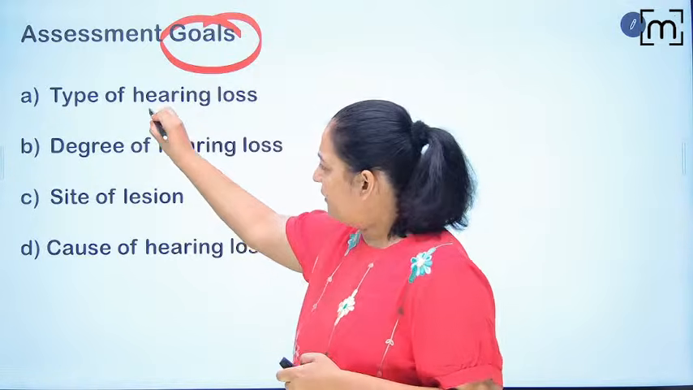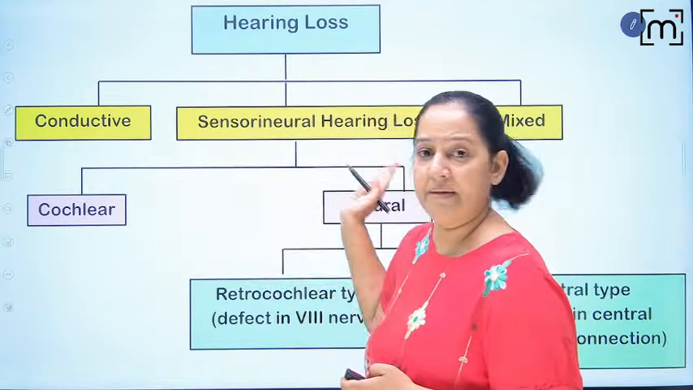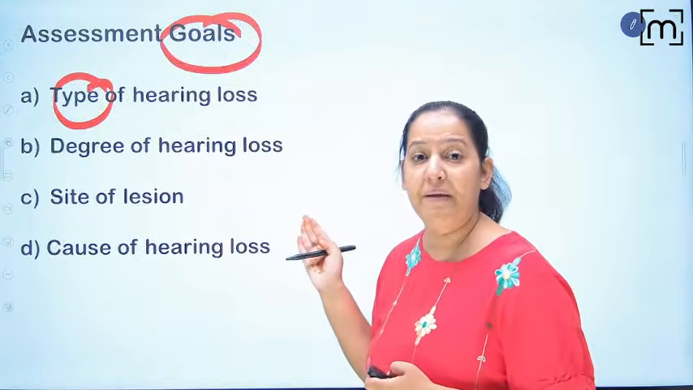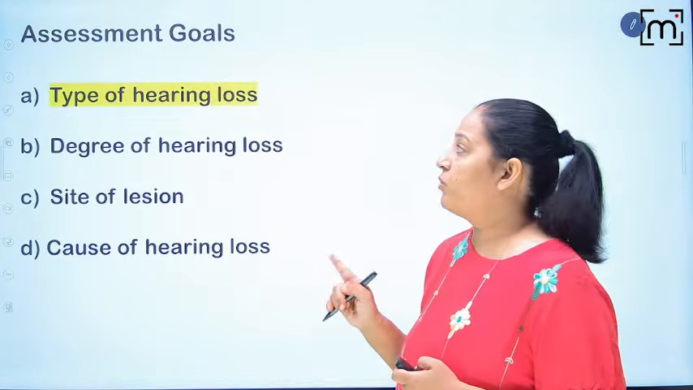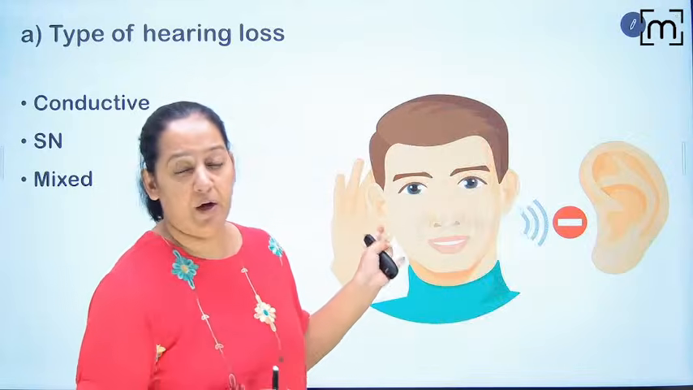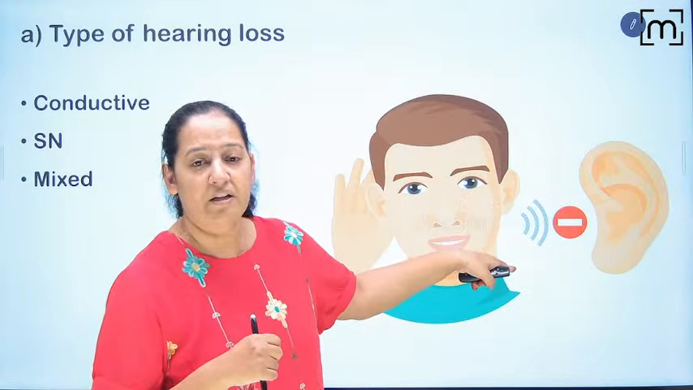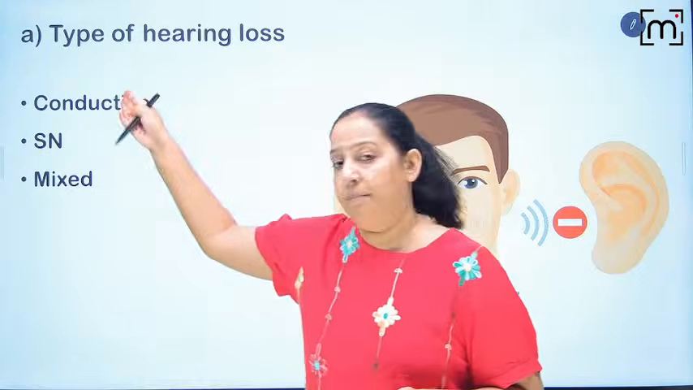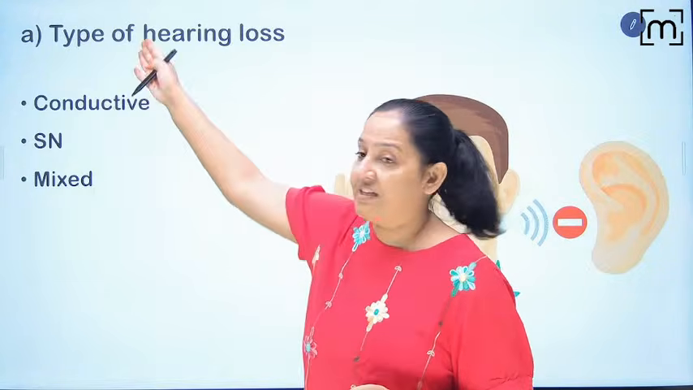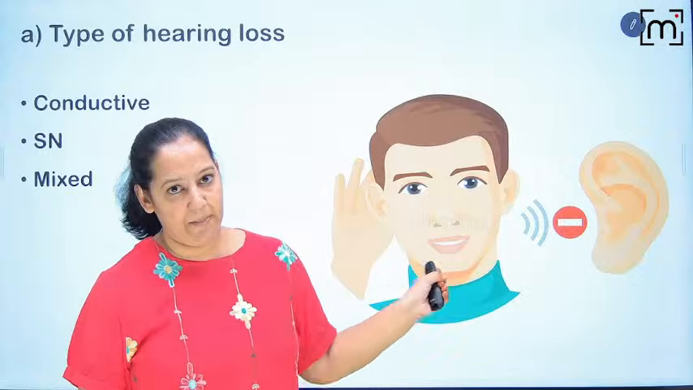Number 1, we want to know the type of hearing loss. Is it conductive, sensory neural or mixed? Based on which treatment will differ. Which type of hearing loss is my patient having? Based on that my treatment will differ. So number 1, type of hearing loss.